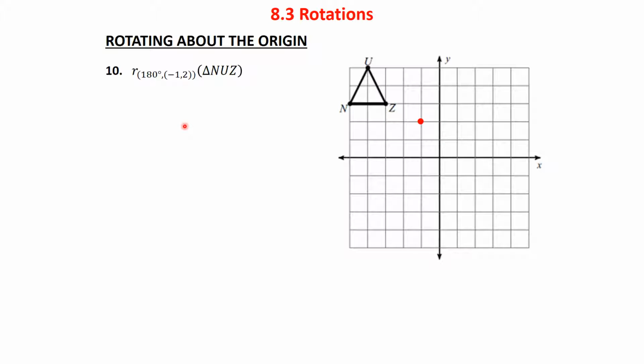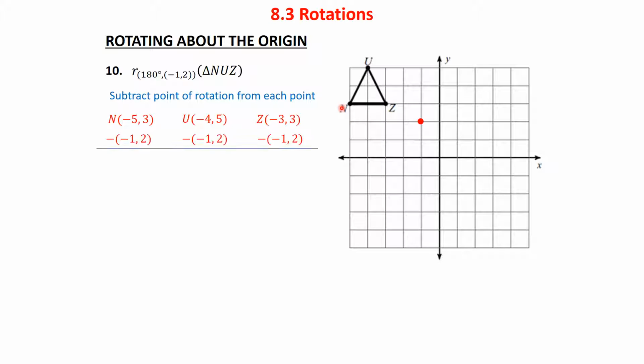I'm going to take the coordinates of this point of rotation and subtract it from each of the coordinates n, u, and z. And so when I take a look, here are my coordinates for n, u, and z. Again, n is at -5 up 3, u is at -4 up 5, and z is over 3 up 3. Now, I want to subtract each of those points by -1, 2. Be careful, because we have some double negative situations here. Since our coordinate includes a negative, we got to make sure we still include the negative here.